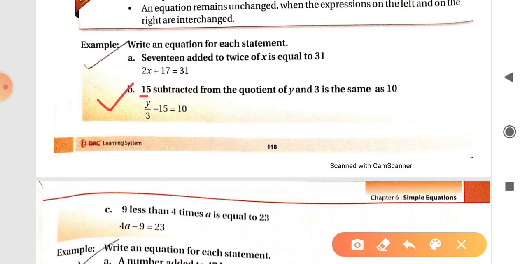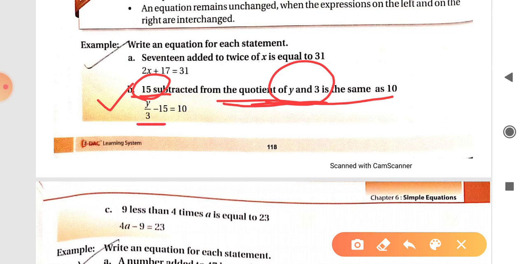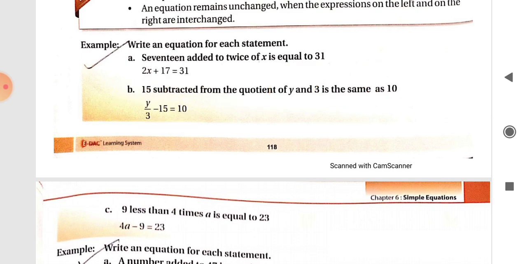Next example is 15 subtracted from the quotient of y and 3 is the same as 10. Now we have to subtract 15 from the quotient of y and 3. So firstly we have to write the quotient of y and 3. Then we will subtract 15 from it. The quotient of y and 3 is y over 3. And now we will subtract 15. Then we will write minus 15, and is same as 10. Same as means is equal to. Then it is equal to 10. So the equation formed is y over 3 minus 15 is equal to 10.